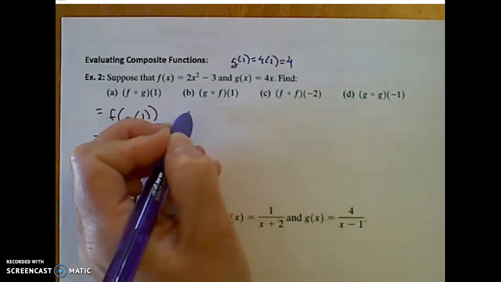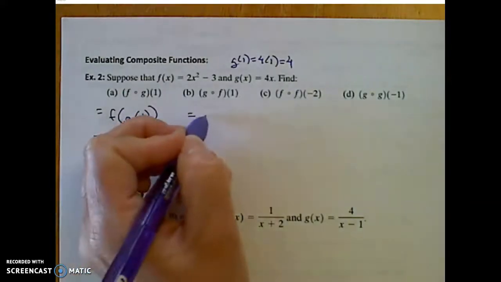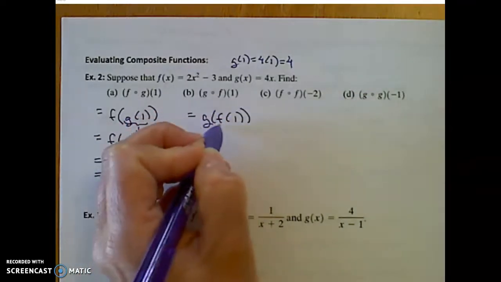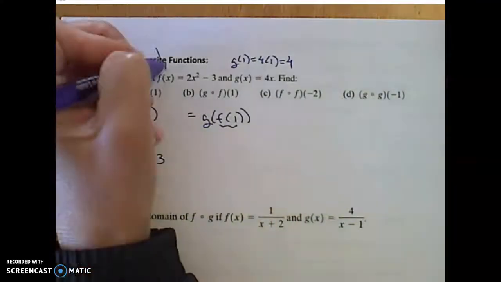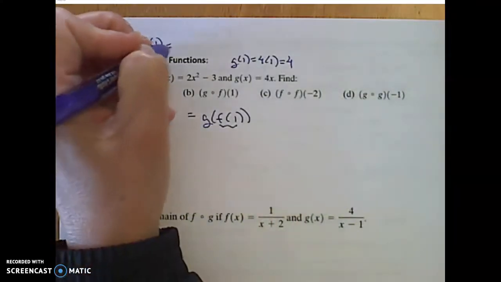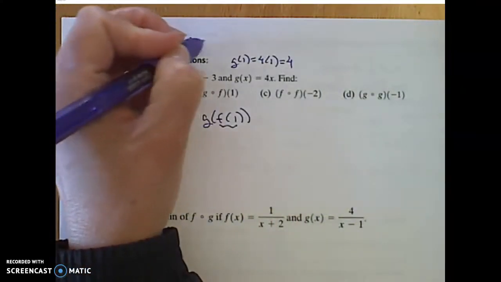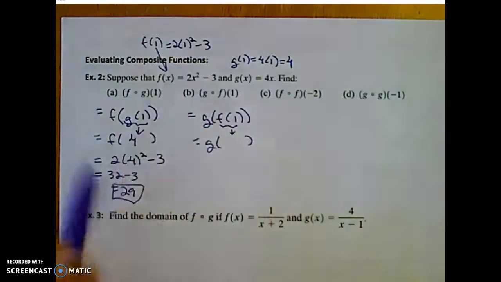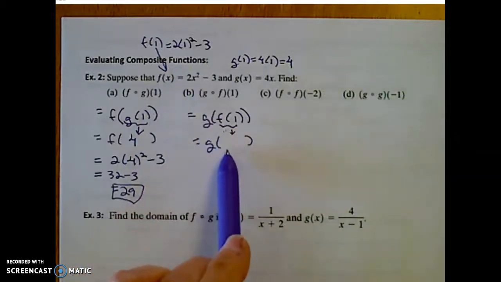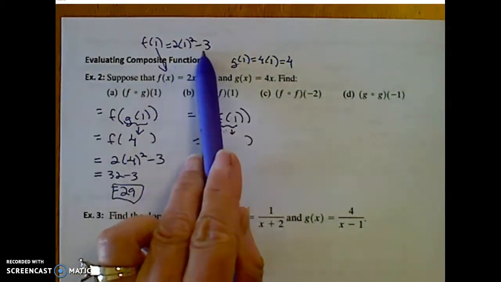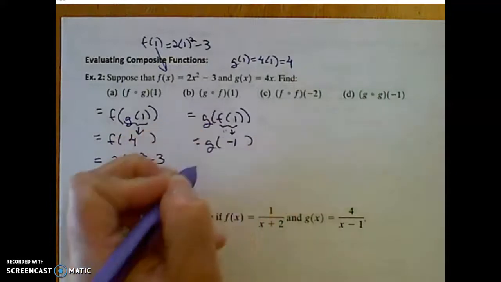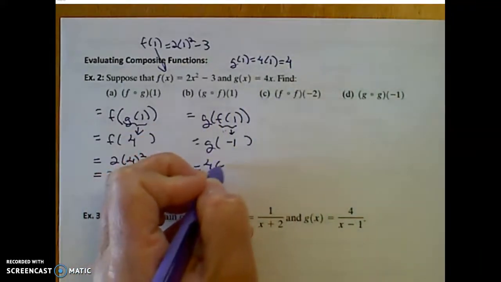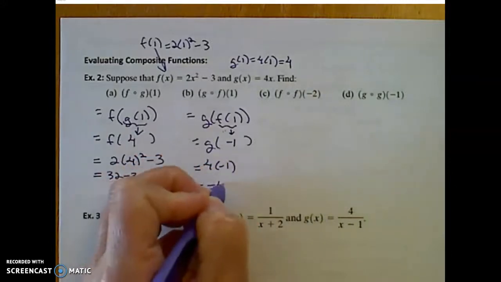Let's try that the other way. That composition of function means g composed of f of 1. Start at the inside. What is f of 1? Let me come over here. F of 1 is equal to 2 times 1 squared minus 3. So f of 1, I'm going to plug that output from this into g of x. What is that? 2 minus 3, which is negative 1. And what is g of negative 1? Plug in negative 1. That's 4 times negative 1, which is negative 4.